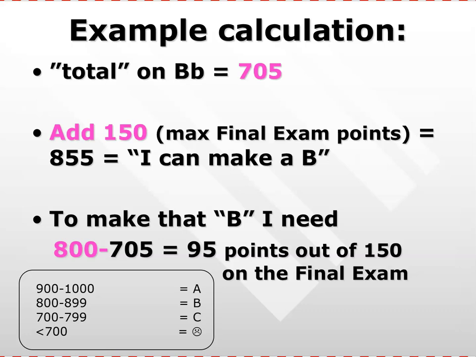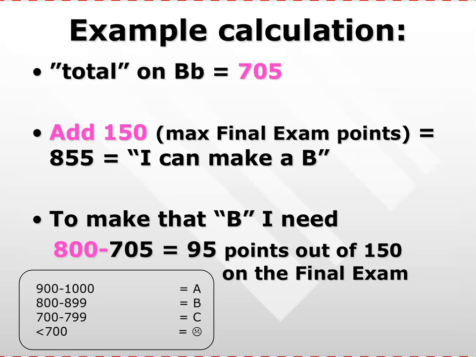Say that your total on Blackboard displayed 705 points. Right, so that's going to be your individual number that you pull from Blackboard. To figure out the maximum you could do, you add 150, because that's the maximum points that you can get on this final. In this particular example, that gives us 855. Because you're in the 800s, that tells you it's possible to make a B. You can't raise your grade into the 900s. There are not enough points. That tells you you cannot make an A. In this particular example, you could get a maximum of 855.